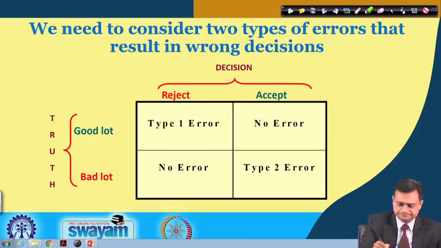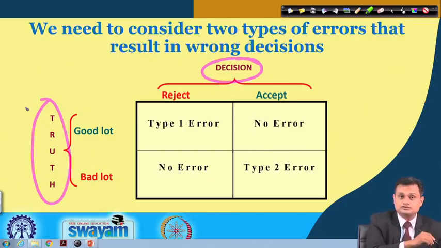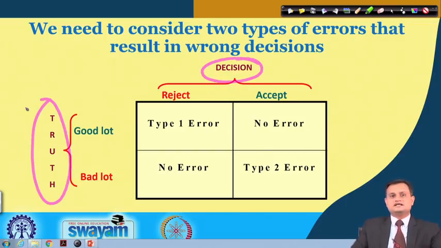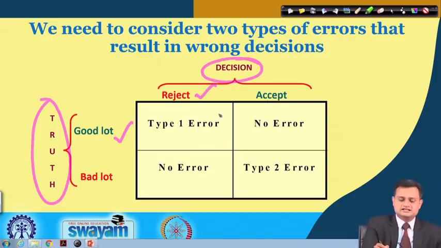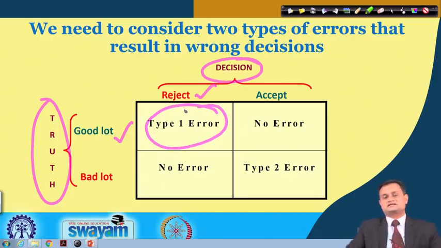Just see this. This is the decision and this is the truth. So your decision and truth must align. When they don't align, you make a mistake. So let us say I have a good lot and my decision is reject. This means it is a producer's risk. The producer has put in all the effort and value addition, gave me the good lot, and I am saying reject. So this is my type 1 error.